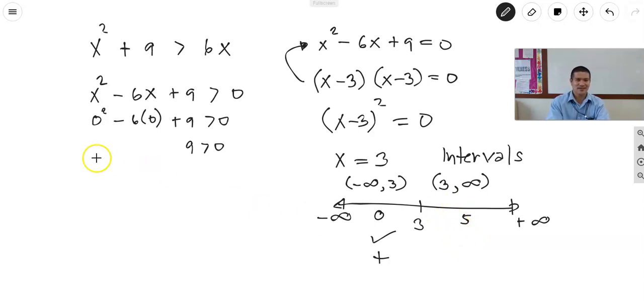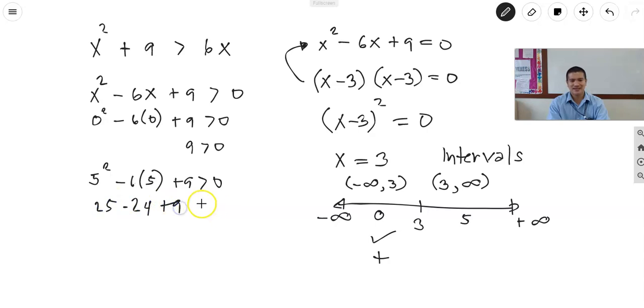Next, let's try 5. 5 squared minus 6 times 5, plus 9 greater than 0. So we have 25 minus 30 plus 9, which is 4, greater than 0. Again, you got it. So this is also a possible solution.